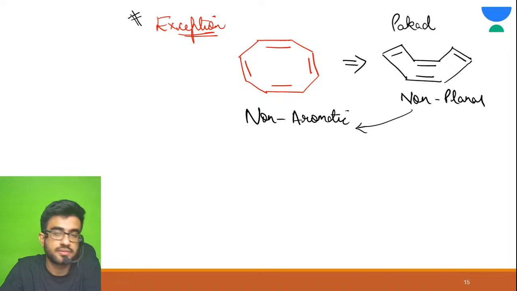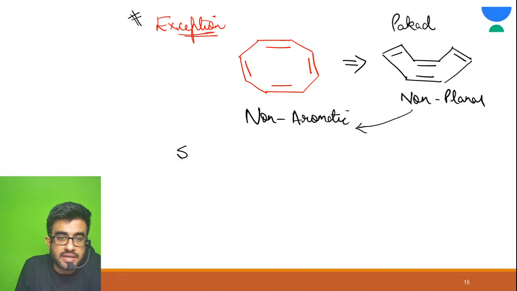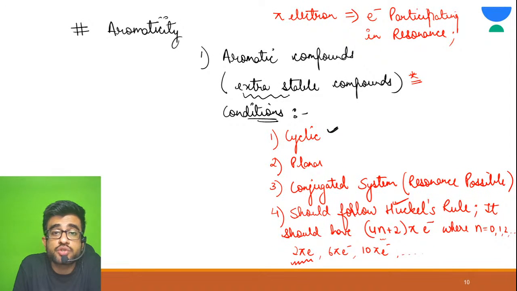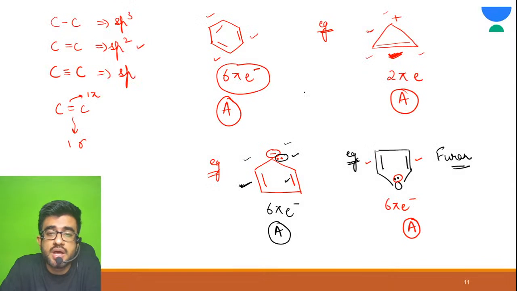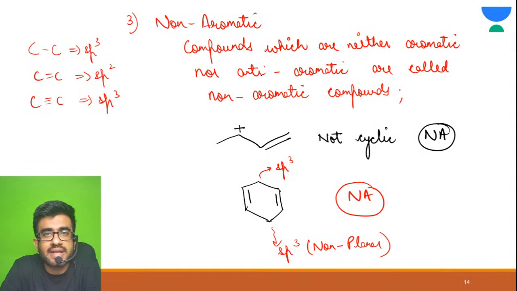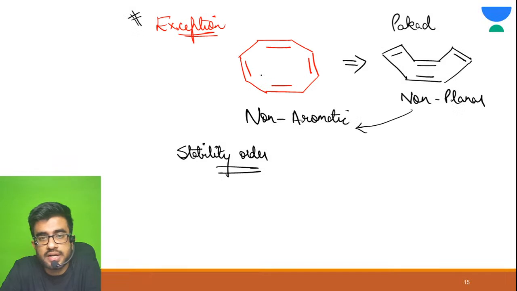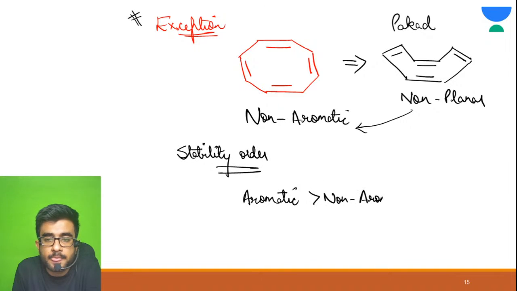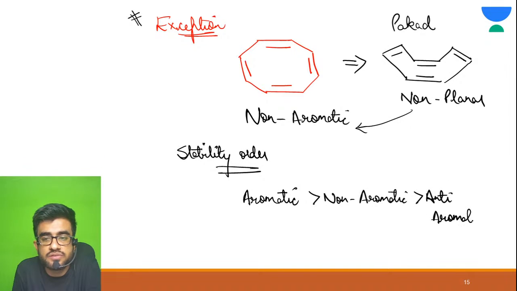Alright, this was an exception. Now, stability order. Aromatic compounds are extra stable, with very high stability. Anti-aromatic compounds are extra unstable, and non-aromatic is in between aromatic and anti-aromatic. So the stability order is: aromatic compounds are very highly stable, then non-aromatic, and anti-aromatic are your least stable compounds.